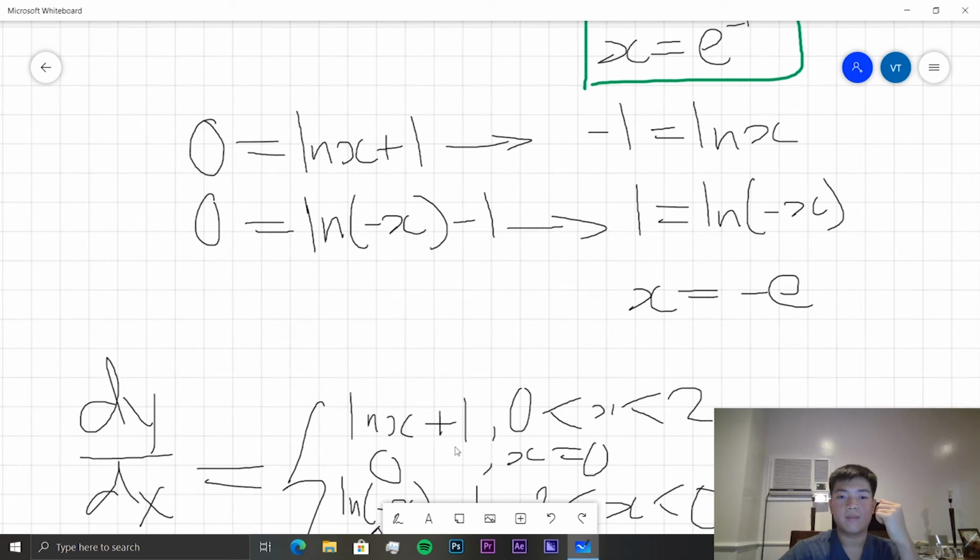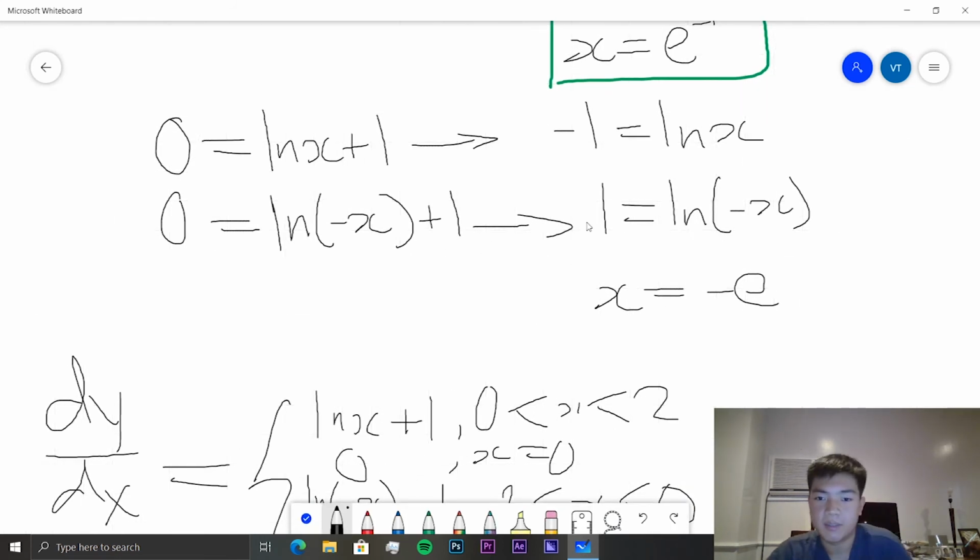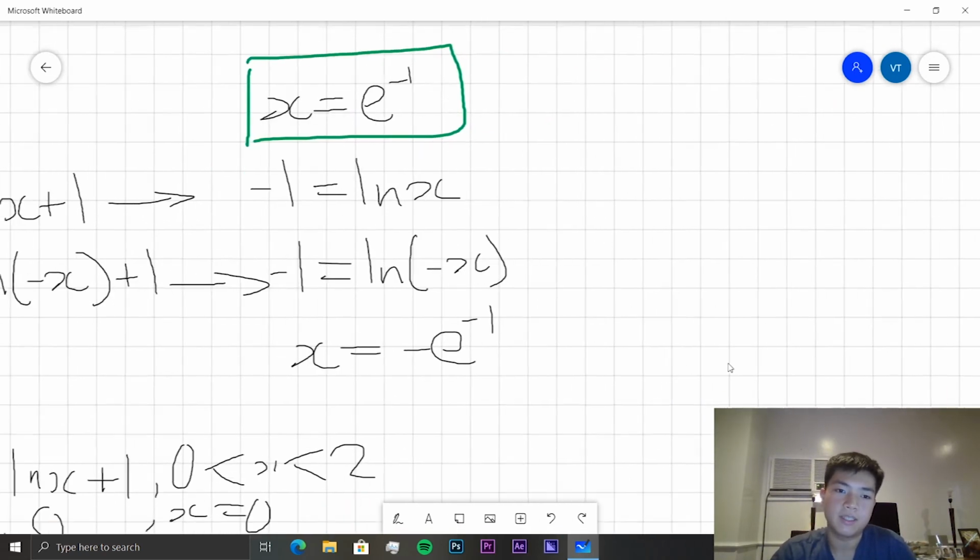Oh wait, no, sorry, I made a mistake. I just can't subtract minus 1. So x is equal to minus e to the minus 1. So there's 2 turning points.